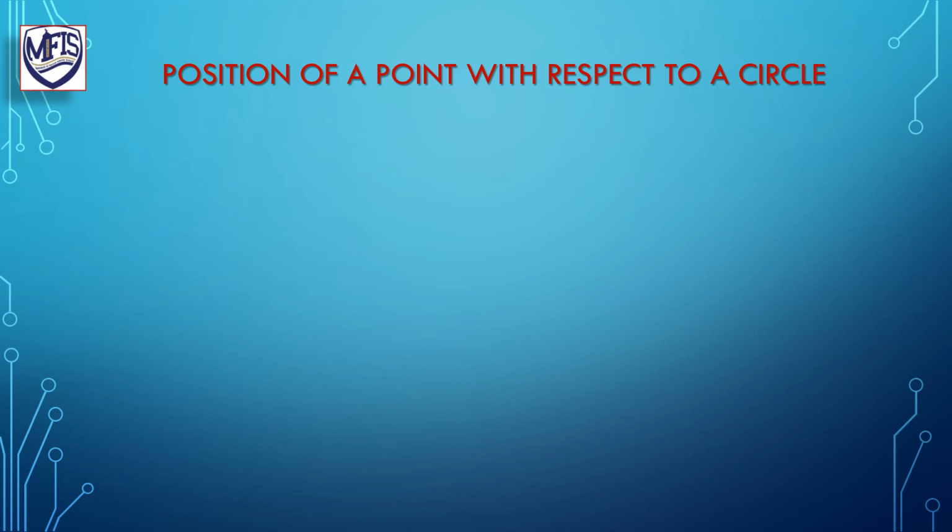Point and circle. We have 4 positions. This is the first one. If I have circle M and point A in its plane, to determine the position of point A with respect to circle M, I will compare between the length of the radius of the circle and the distance between M and A. That means I will compare between MA and the radius. As we can see here, MA is greater than the radius.